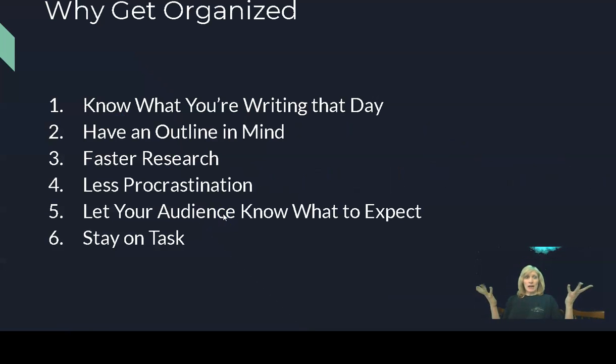So, why get organized? You will know what you're writing that day. If you have to think and fiddle around, you're gonna procrastinate and you're gonna not do it. You'll have an outline in mind. It'll help you do faster research because it's like, today I'm looking at this keyword. I'm going to Google and find out what other people are saying about it, what's in the news about it.